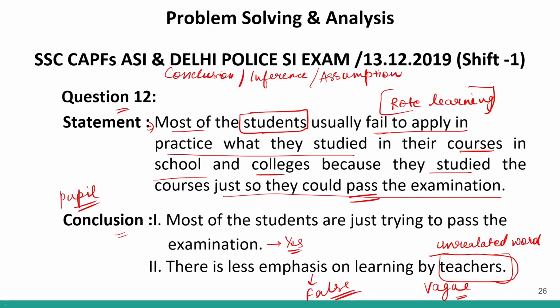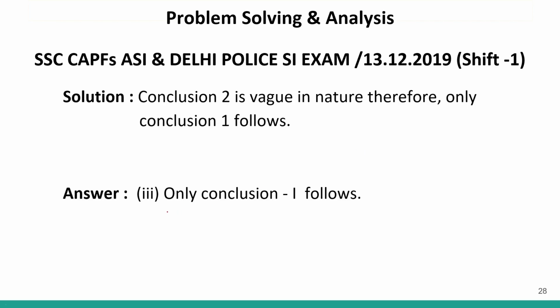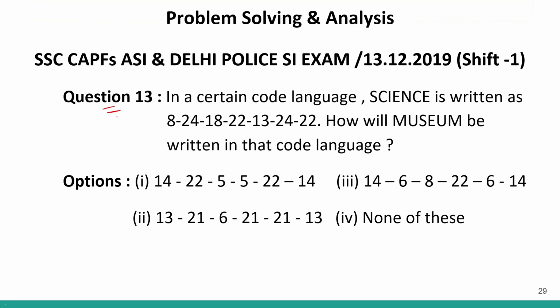Okay, so the correct answer to this is conclusion number 1, that most of the students are just trying to pass the examination. This is the only statement we can conclude. So over here option number 3 states that only conclusion 1 follows, which is true. So option number 3 is the correct answer. Why? Because conclusion 2 is vague in nature. It used an unrelated word which was not mentioned in the statement. Clear?